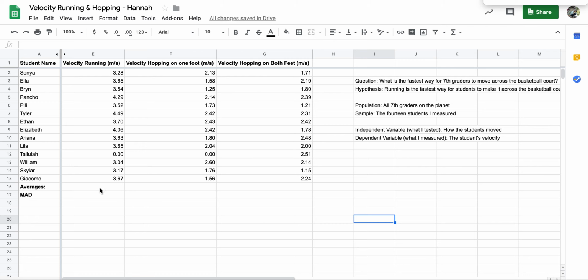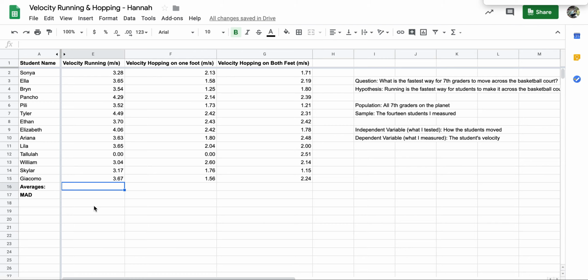If we're going to compare this, rather than comparing every single student in all 3 categories, it's easier to have one number that represents the whole category. So we're going to use averages for this. So if I want to calculate the average, normally what I would have to do if I was doing this by hand is add up all 14 of these velocities running, and then divide by 14, which is the number of students I measured. So I'd add all of them up, divide by 14, that would be my average. Spreadsheets makes this much easier.